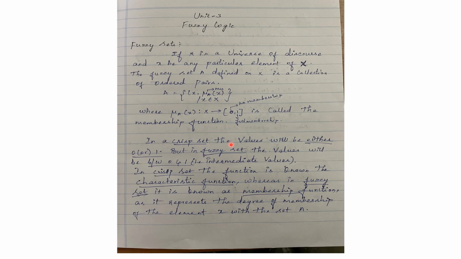So for finding the fuzzy set of the general set capital X, the fuzzy set is denoted as A here. The fuzzy set A defined on X is a collection of ordered pairs. You can see the formula: A equal to the set of (x, mu A of x). Here the mu value is called the membership function value. This is the formula for finding the fuzzy set. For a clear explanation, I will give an example.